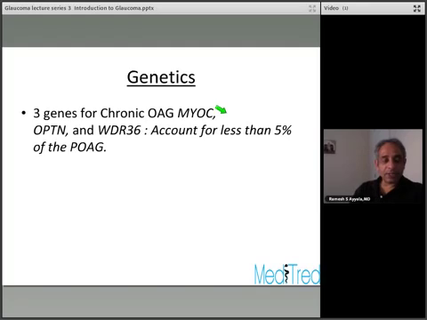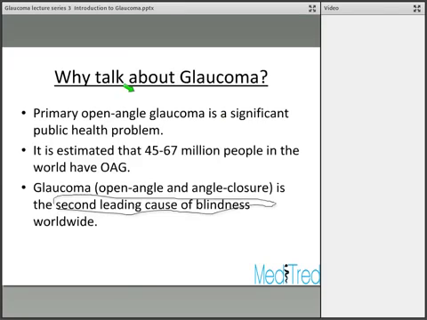So in terms of genetics of chronic primary open-angle glaucoma, there are 3 genes that have been described, and we went over this in my original lecture: myocilin, optineurin, and WDR36. But all these genes account for less than 5-6% of primary open-angle glaucoma. So primary open-angle glaucoma is still considered to be of polygenic etiology. The actual gene or genes that are causing this in the vast majority of the patients remain unknown.